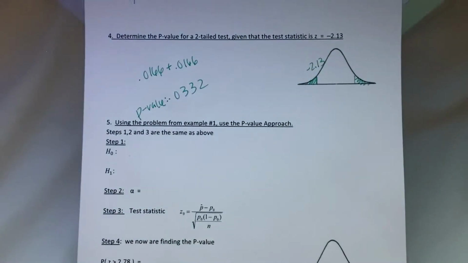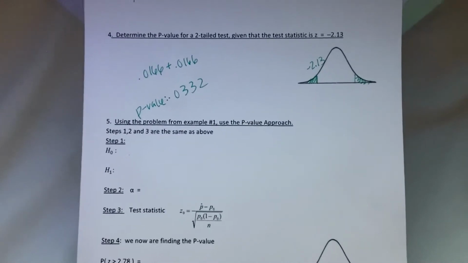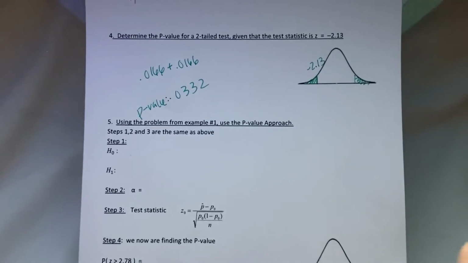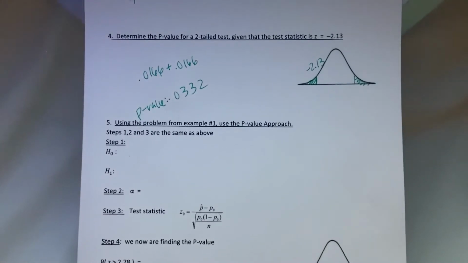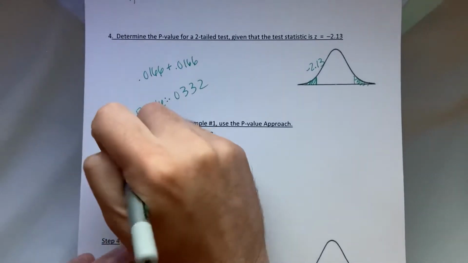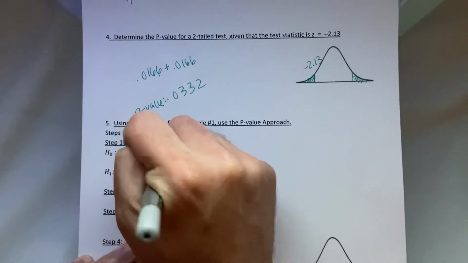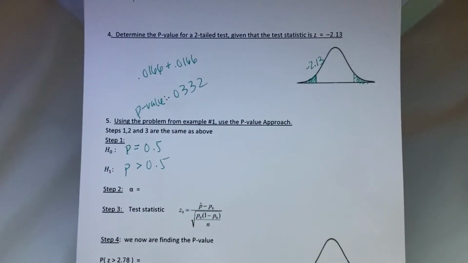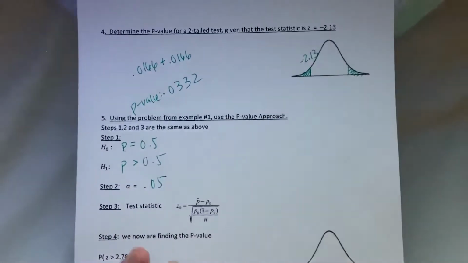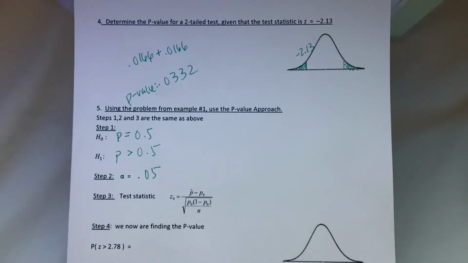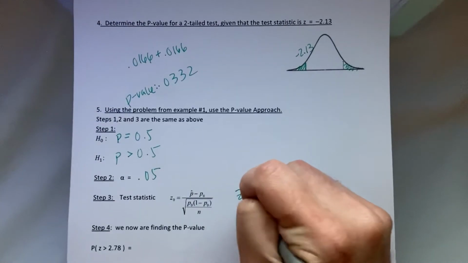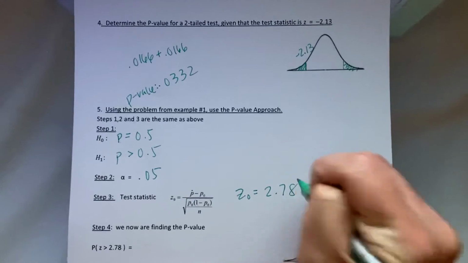So it says use the problem from example 1. That is our seat problem, but do a p-value approach. Okay, so steps 1, 2, and 3 are exactly the same. We had H naught: p is equal to 0.5. H1: p is greater than 0.5. Alpha is still our significance level, which was 0.05. Now we found the same test statistic, z naught, was equal to 2.78 from our previous problem.